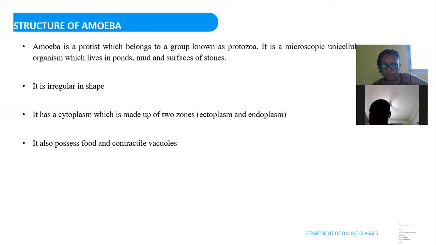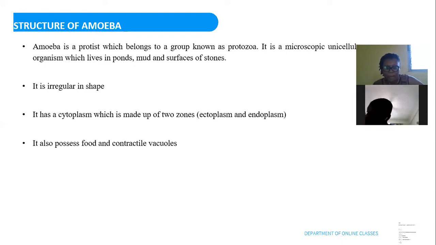When we're looking at cells, we said cells can be unicellular or multicellular. Unicellular organisms are organisms that have one cell, and then multicellular have two or more cells. So amoeba is a protozoa, okay? And it is microscopic in the sense that it can only be viewed under a microscope. So amoeba is unicellular and can only be viewed under a microscope.